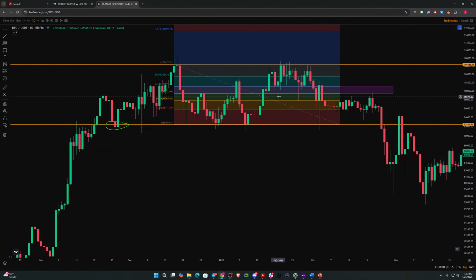And now look what happens. Actually, let me draw it up here. Okay. So now look what happens. The 618, it comes up to this level and it actually rejects off of it perfectly. And then when it comes back up and breaks above it, look what happens. It actually acts as support.